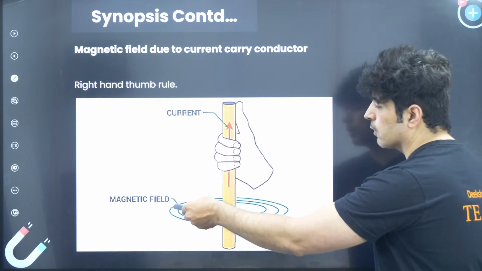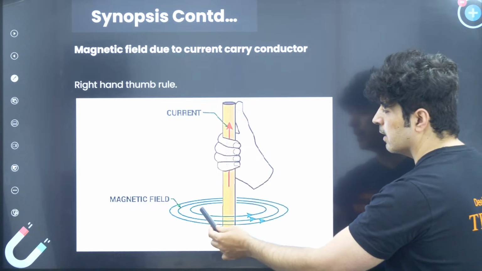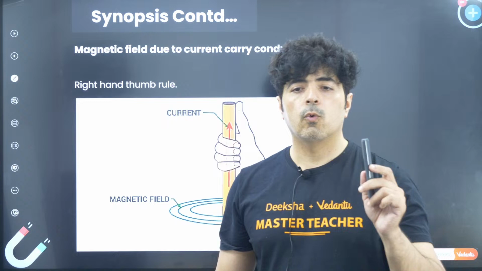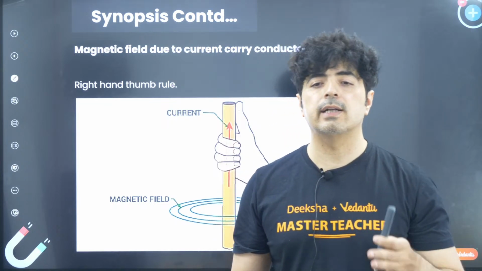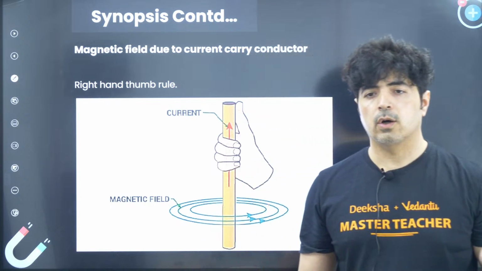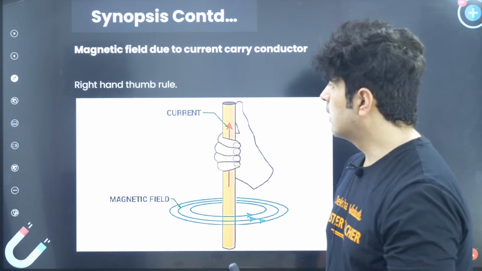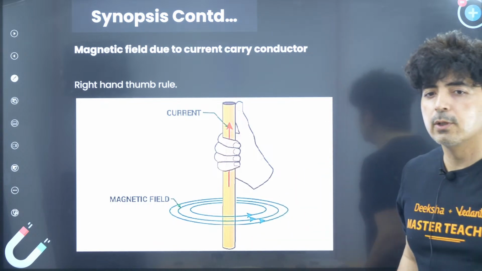This is how it looks. For a straight conductor, the field looks like concentric circles. And what are concentric circles? They have the same center but different radii, so they do not intersect with each other. I hope everybody knows that. This is your right hand thumb rule. I hope it is absolutely clear.